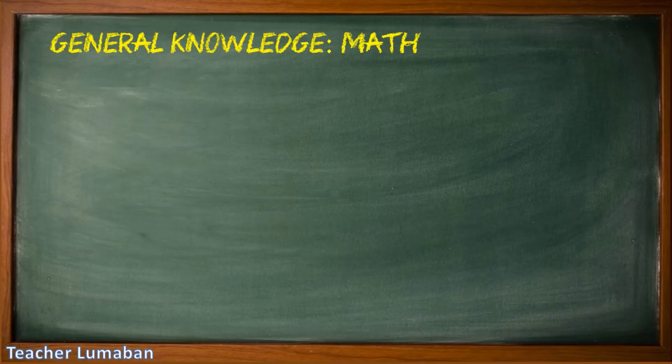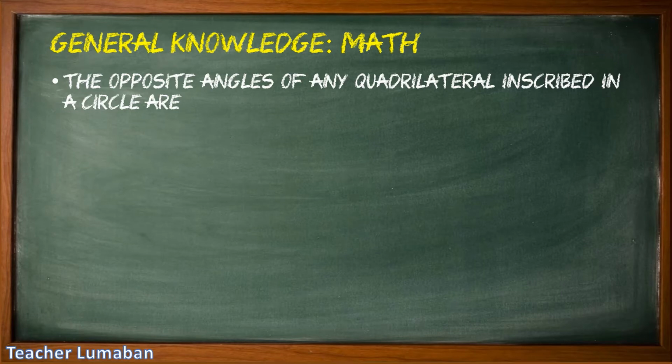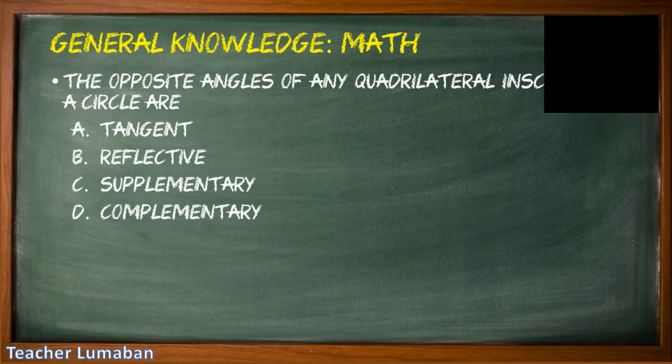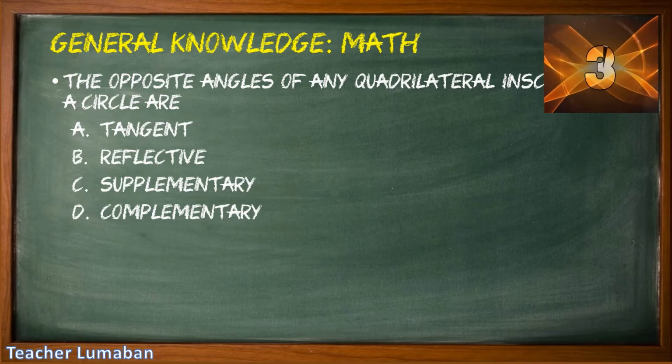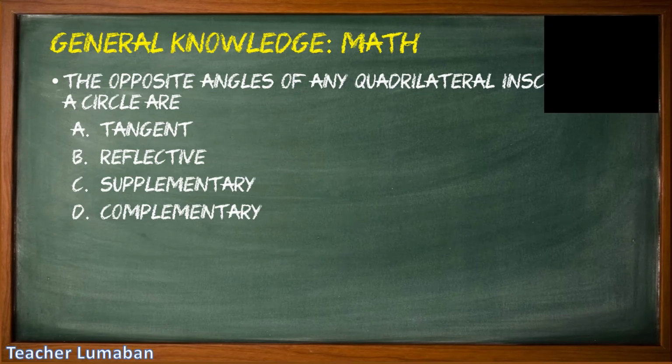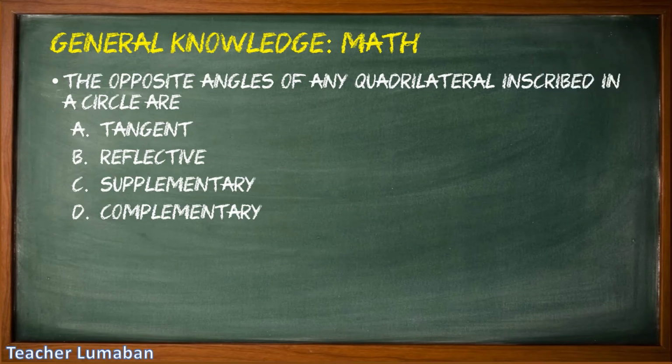The opposite angles of any quadrilateral inscribed in a circle are letter A tangent, letter B reflective, letter C supplementary, letter D complementary. Please answer in 5, 4, 3, 2, 1. The correct answer is letter C supplementary.